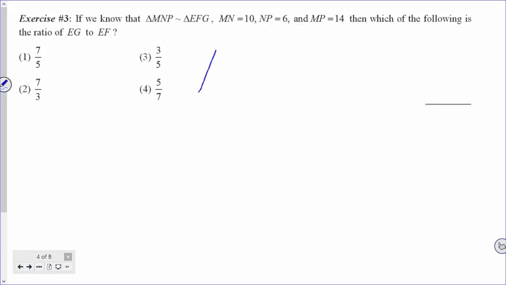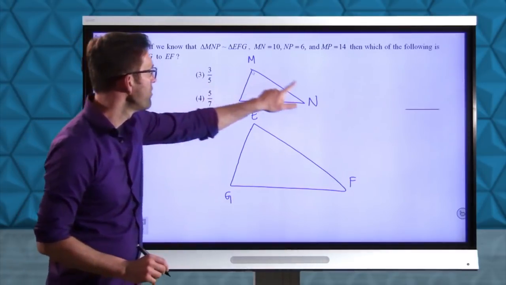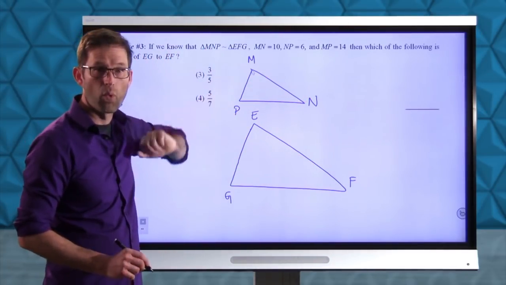In fact, what I always try to do in a situation like this is I try to draw something quite generic. M, N, P, and then I'm going to draw a larger one. But I'm going to try to make it look kind of similar. Now I have to get the letters right. M, N, P, E, F, G. All right? M, N, P, E, F, G. They've got to be in the same order.